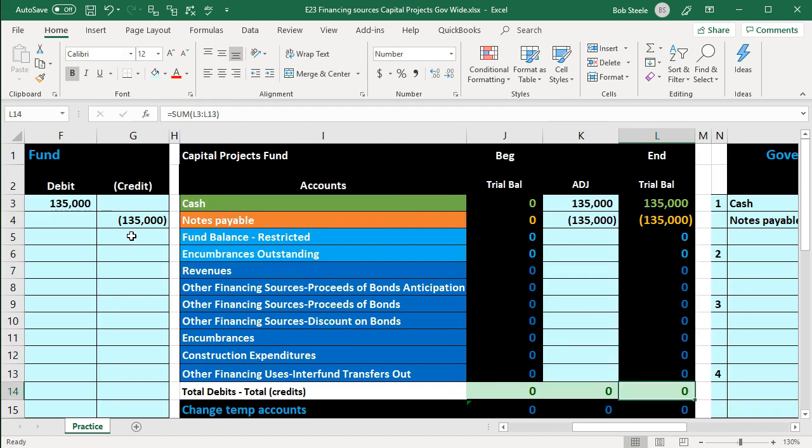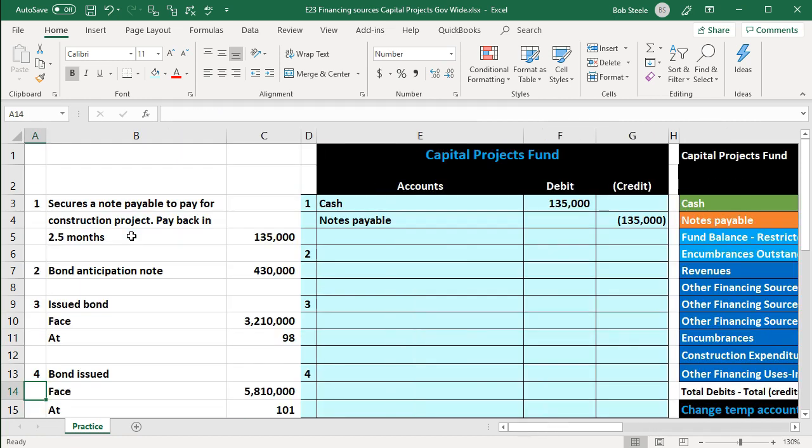We're back in balance, indicated by the green 0. Next, we have a bond anticipation note. And again, this is another financing form. So we're going to say we got money from a bond anticipation note. Let's first put that into the governmental accounting, and then we'll come back here to the Capital Projects Fund.